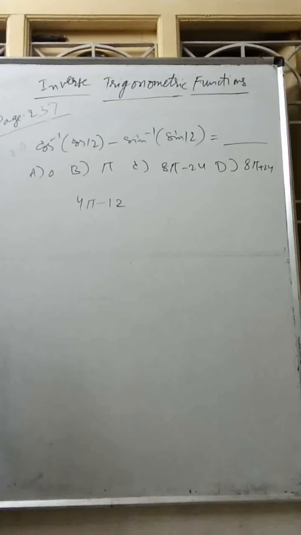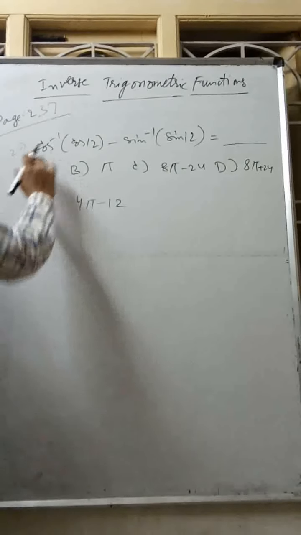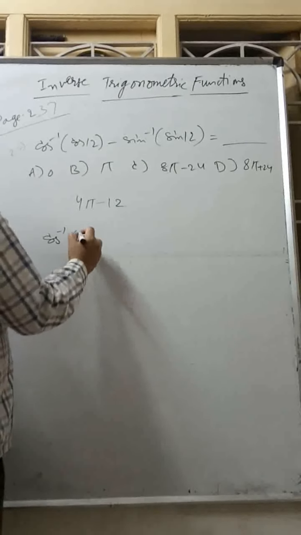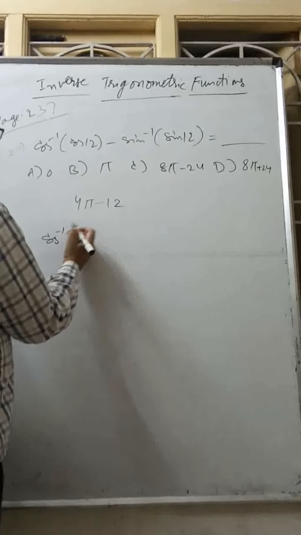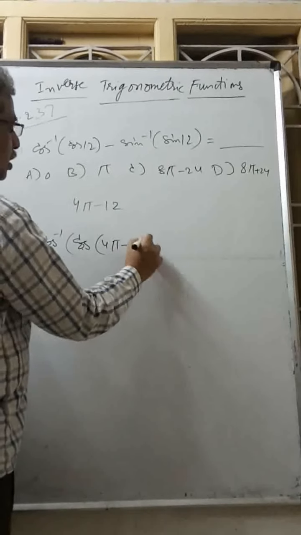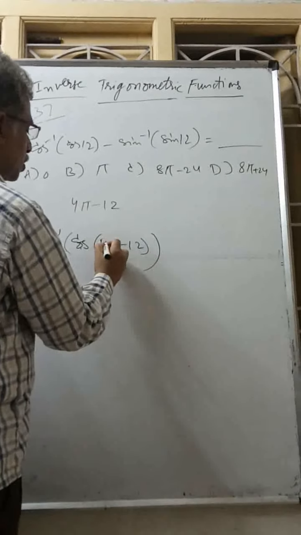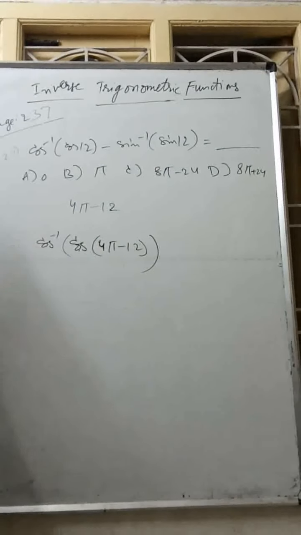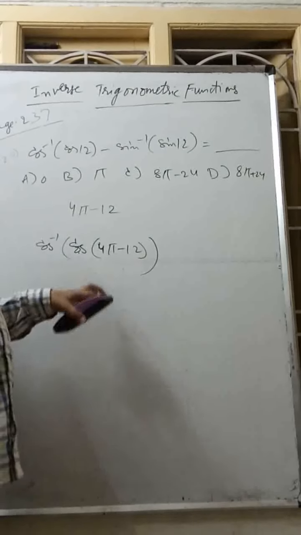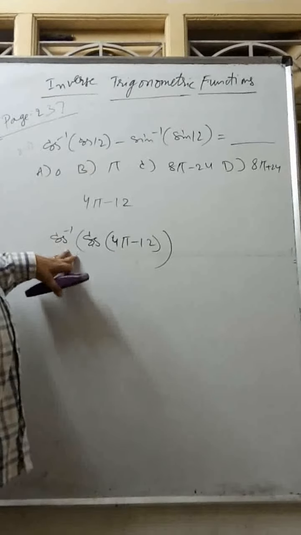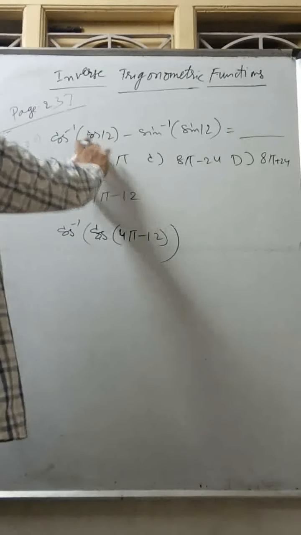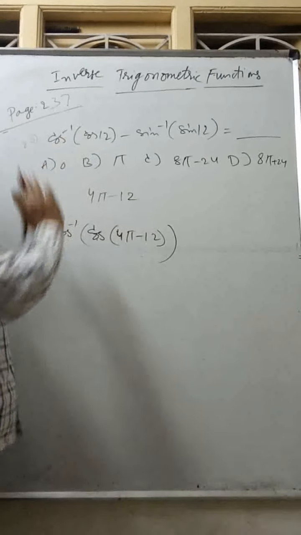So what will happen? This is cos inverse of cos of 4 pi minus 12. 4 pi means, I told you, 360 degrees is one circle, so you can take off 2 pi. So this is 360 minus theta, fourth quadrant, cos positive, no problem. So I can write cos of 4 pi minus 12 as it is that of cos 12. So cos inverse cos 12.